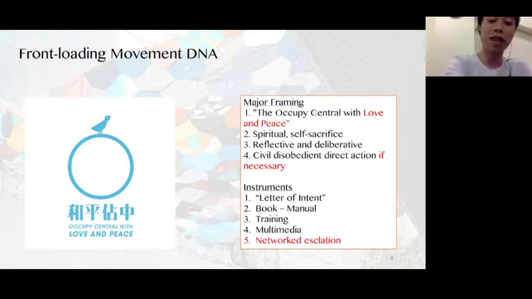So people don't really know what civil disobedience looks like. They fear it might bring chaos, which is what the government advocated and tried to demonize us with. So they have to use the framing of peace and love so that people will feel that, oh, this is more calm. This is also more spiritual.